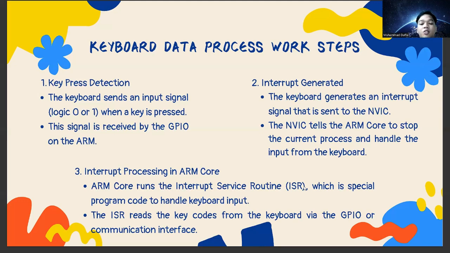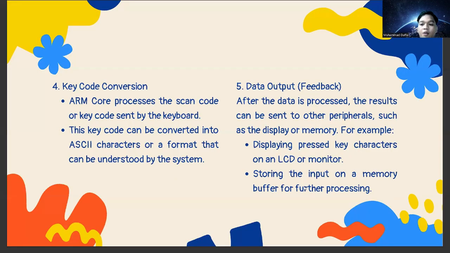The ARM core runs the interrupt service routine, or ISR, which is special program code to handle keyboard input. And the ISR reads the key codes from the keyboard via the GPIO or communication interface. Fourth, key code conversion. The ARM core processes the scan code or key code sent by the keyboard, and this key code can be converted into ASCII characters or a format that can be understood by the system. Fifth, data output or feedback. After the data process, the results can be sent to other peripherals, such as the display or memory.